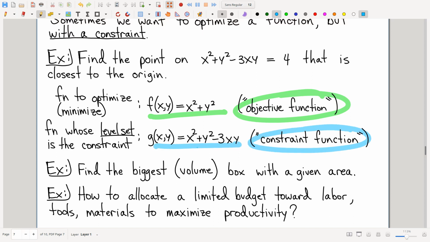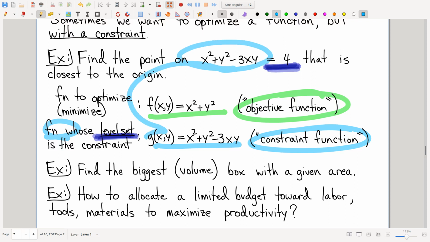The constraint function is the function that has to equal a constant, the function whose level set we have to be on. And what you're going to notice in this equation is that conveniently it was already written as a level set, so I can read straight from it that this is my constraint function. Is everybody all right?